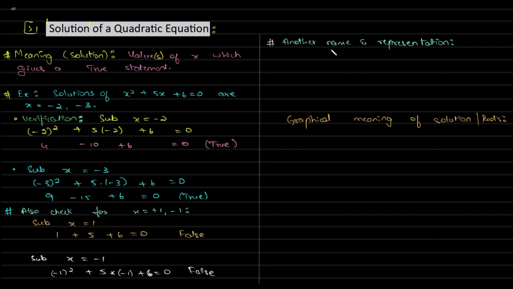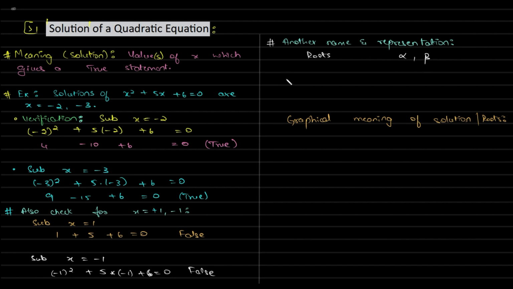So solutions have another name, roots. So the roots of x square plus 5x plus 6 is equal to 0 are minus 2 and minus 3. How do you represent roots? With alpha and beta. So is there a gamma over here, or just alpha and beta?